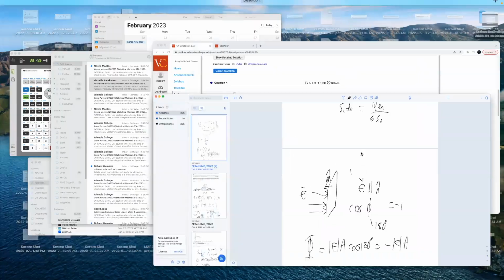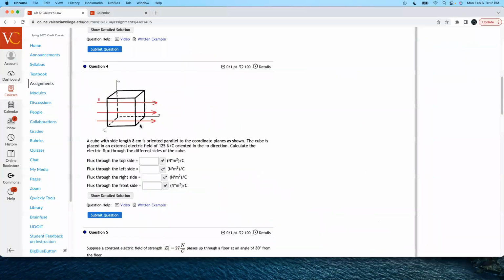What about this other side over here? It's the exact same scenario, only all that flux is flowing out. Everything that flowed into this side is flowing back out of that side. So this will be the same number, but positive. What about the top, the side up here?